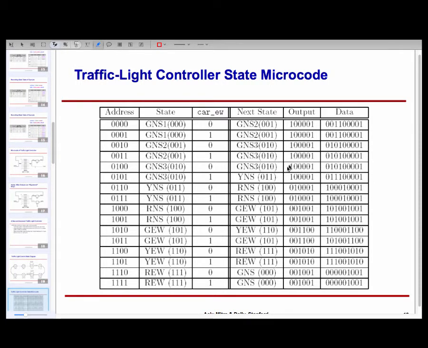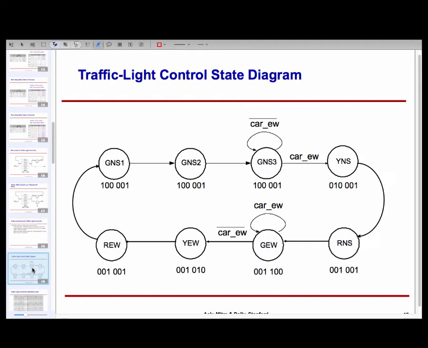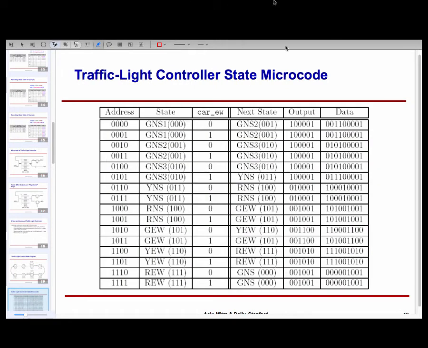And then the outputs in both cases, since it is GNS, it's 100001. So these two together give me the data part out here. So essentially, by looking at this, I can write down the contents of this memory by systematically translating every transition and every possible output into the contents out here. And I can rewrite a new state machine by just changing these contents.